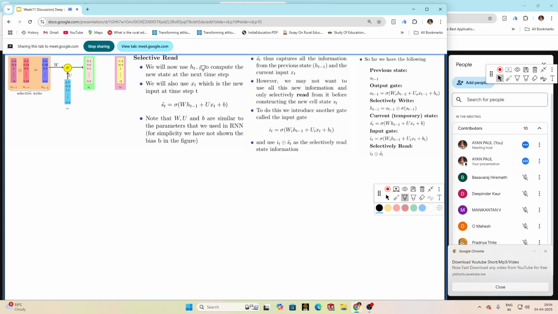We will now use h_{t-1} to compute the new state. At the next time step, earlier our formula used h_{t-1}, but now that h_{t-1} is converted to this h_t. Now we will use this to compute the new state in the next step. We will also use this x_t, which is the new input to step t.